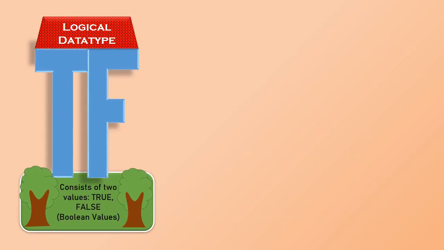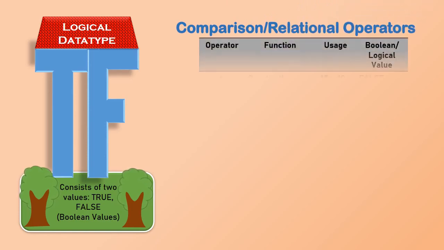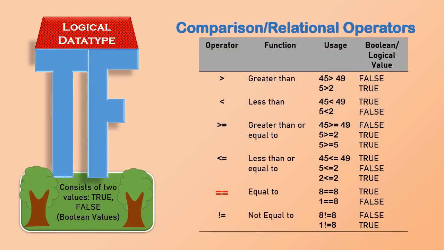Now for the logical data type. This data type has only two values, true and false, which are also known as Boolean values. It can be used with comparison operators, also known as relational operators, such as greater than, less than, greater than or equal to, less than or equal to, not equal to. Pay attention that the sign of equal to is not a single equal to sign, but a double equal to. That is because single equal to sign is already reserved as assignment operator, which we will talk about later.